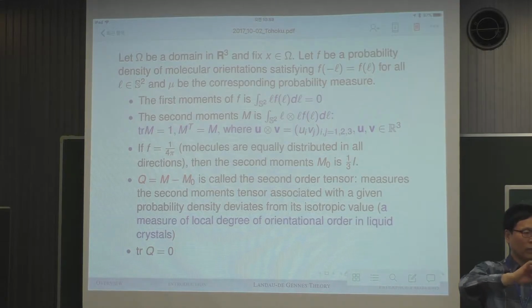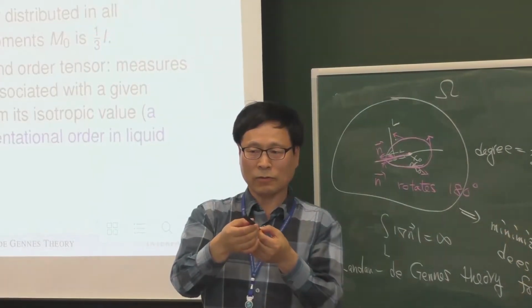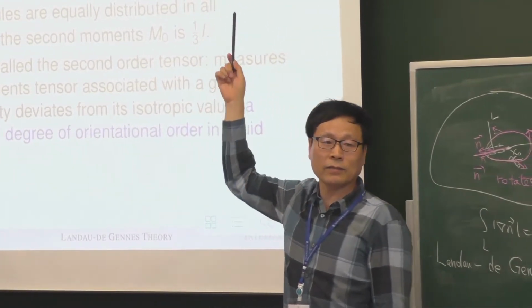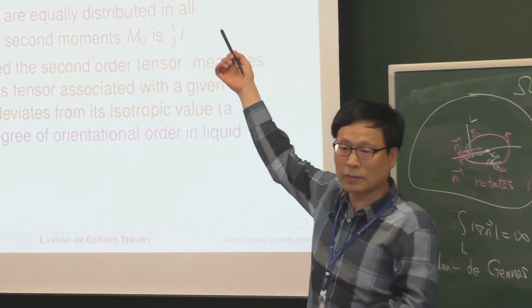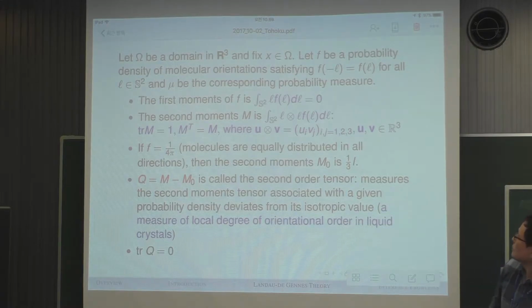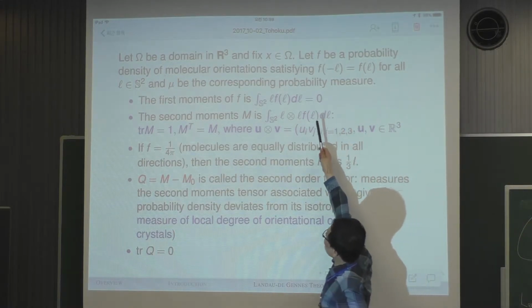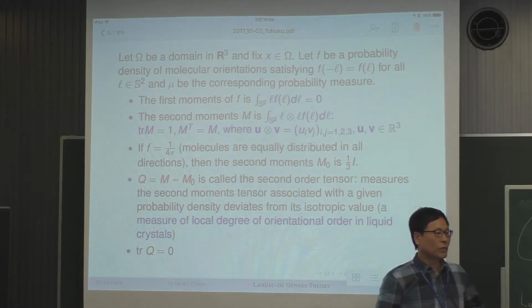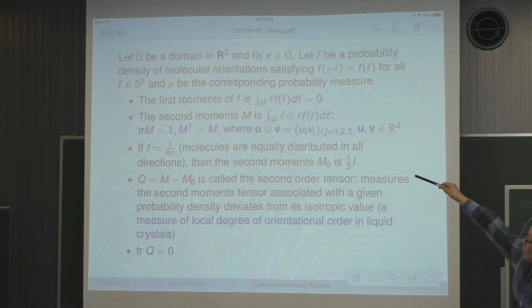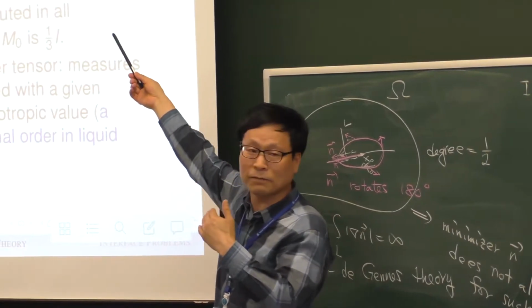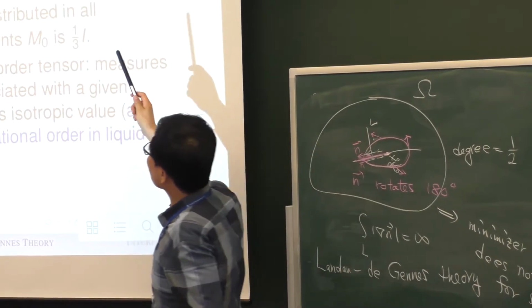At each point, the probability of the direction of molecules, which is called f, is a probability density. It has a symmetric structure, f is an even function, f of minus l equals f of l, because there's no head and tail. When you look at the first moment of the probability density, it becomes 0, since the upper hemisphere and lower hemisphere have the same symmetry.